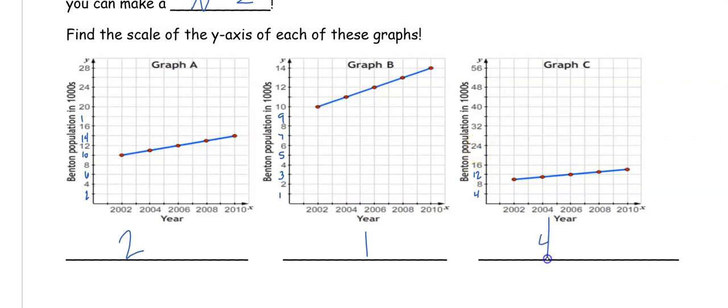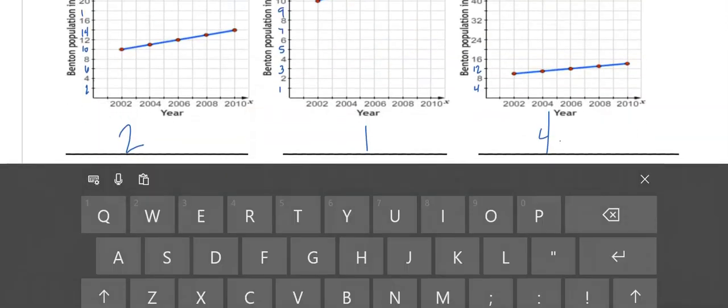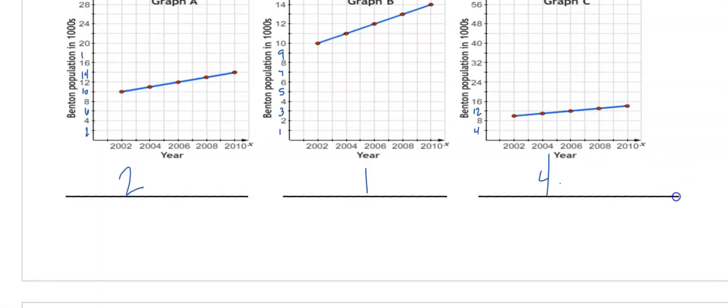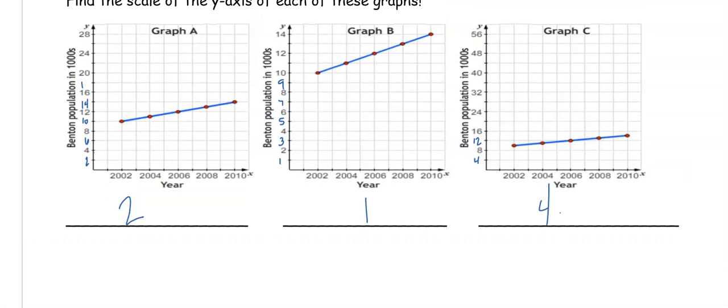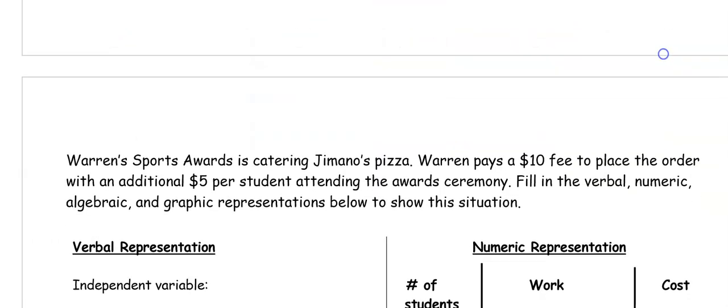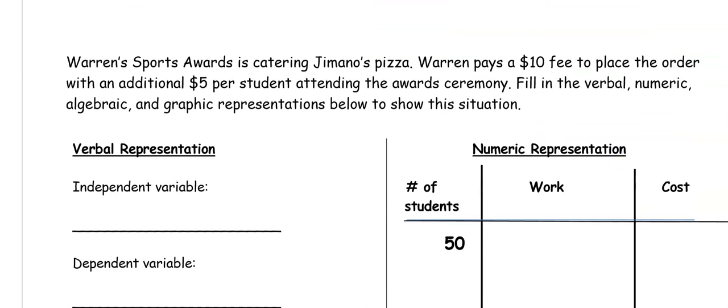Okay, the interesting thing about this is the exact same data being graphed, but look at what happens when you change your y-axis. Okay, it changes the representation of the data. So if you want to manipulate your data, you change your scale. So what we're going to do now is we're going to come up with a multiple representations chart. So we have covered every way to represent data.